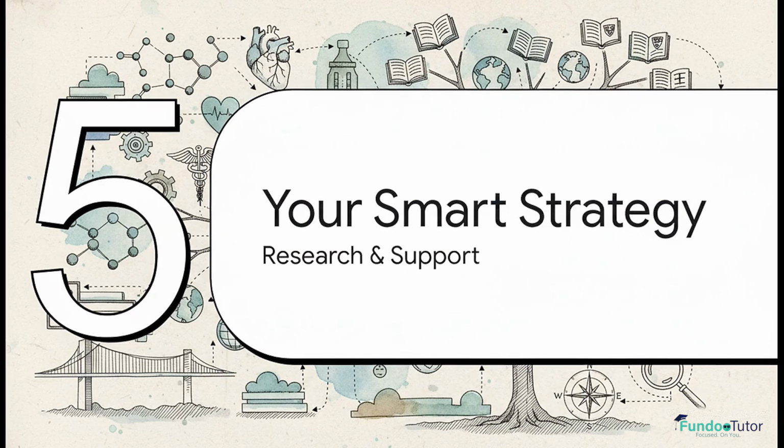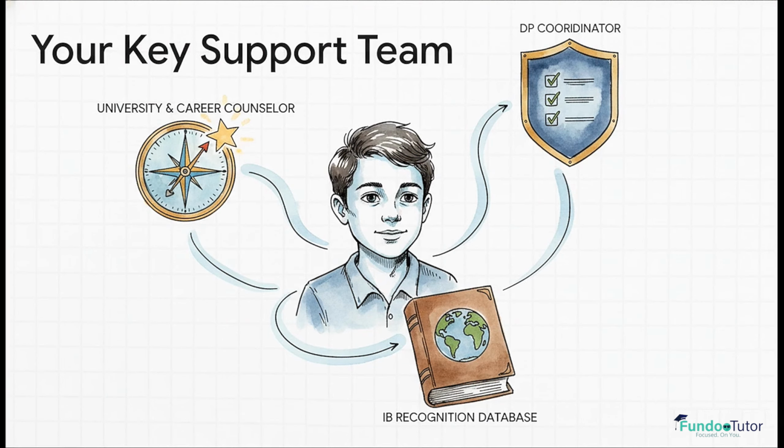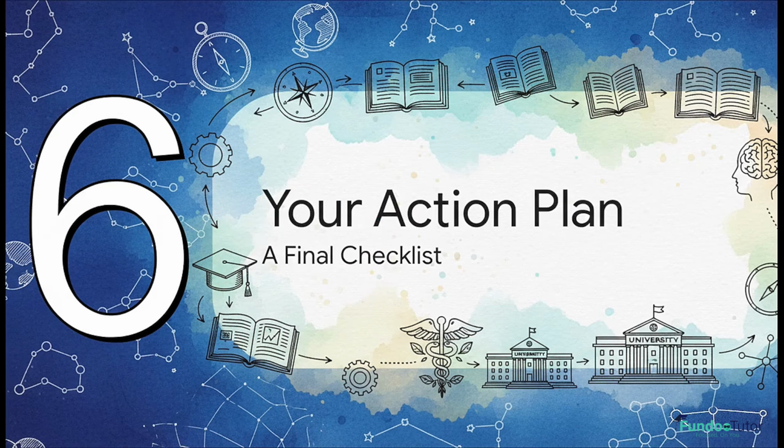Okay, that was a lot of information. So how do you actually put your own personal strategy together? Well, it really boils down to two things: doing your homework and talking to the right people. And listen, you are not in this alone. Your university and career counselors, they're your go-to for figuring out the future path. Your DP coordinator? That's the person who knows all the IB rules inside and out. And for the official, black and white requirements, you go straight to the source, the IB's own recognition database. Use these people.